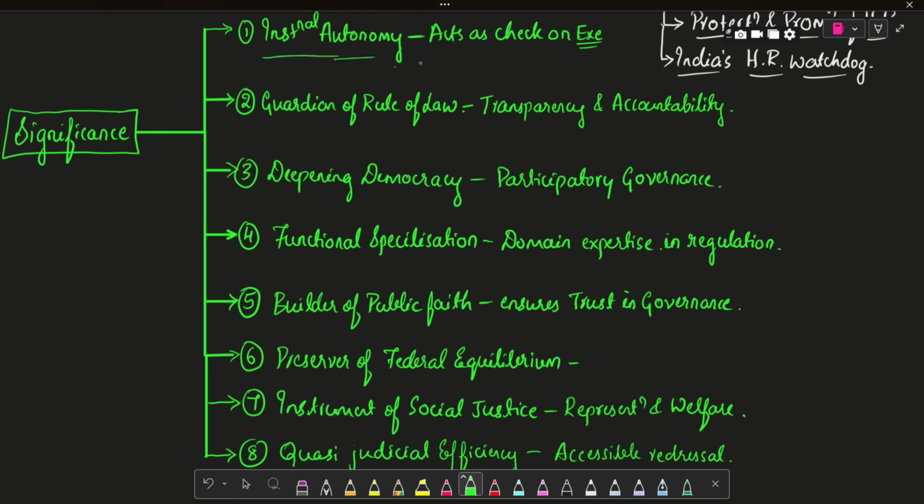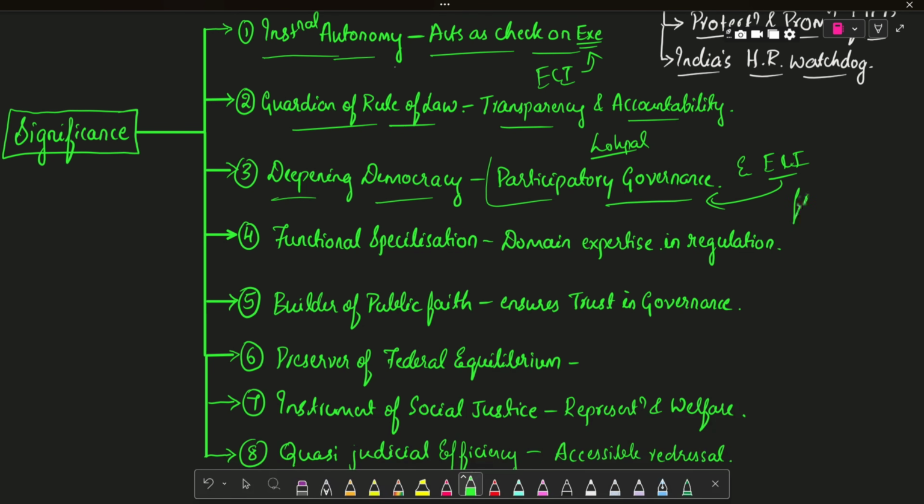First one is institutional autonomy, acts as a check on executive overreach. For example, Election Commission of India acts as a check on executive overreach. They are the guardians of rule of law, upholding transparency and accountability. For example, Lokpal. They deepen the democracy by ensuring participatory governance. For example, again, Election Commission of India ensures participatory governance through free and fair elections.